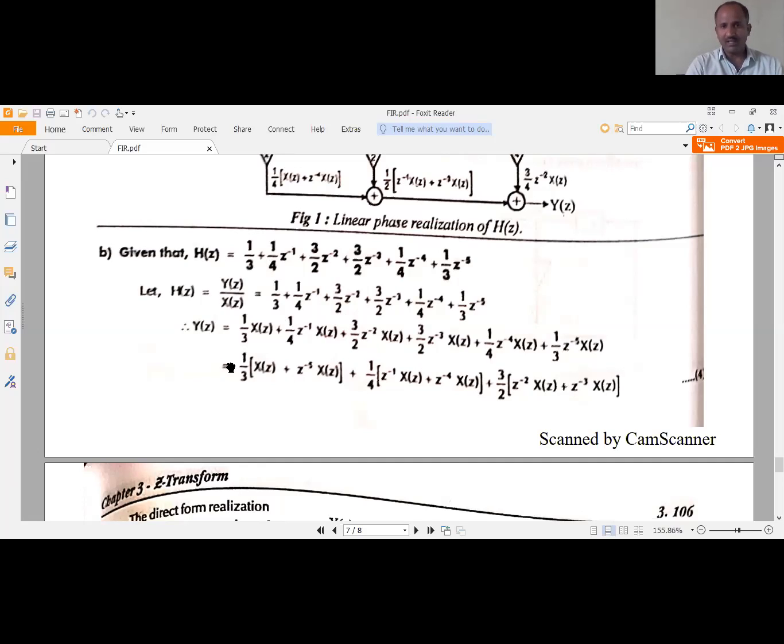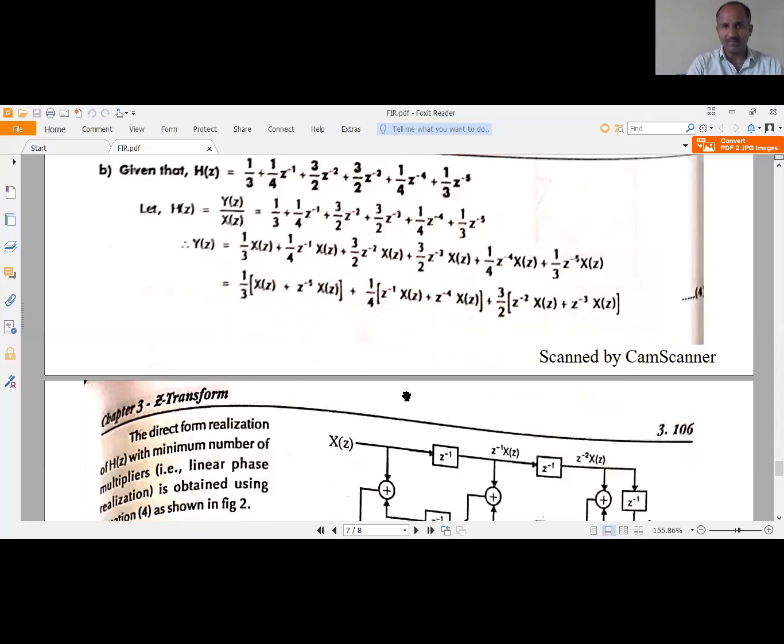So similarly here also, the number of adders required to realize this system is 1, 2, 3, 4, 5 adders. So 5 adders and 3 multipliers are required. The number of delay elements is 5. 5 delay elements, 5 adders, 3 multipliers, and x of z is the input, y of z is the output. By considering all this, we can realize the system.